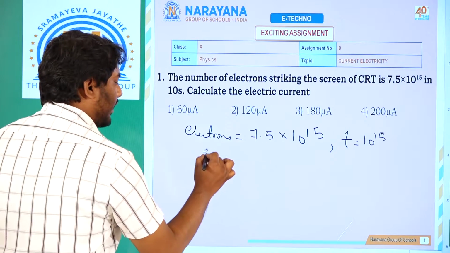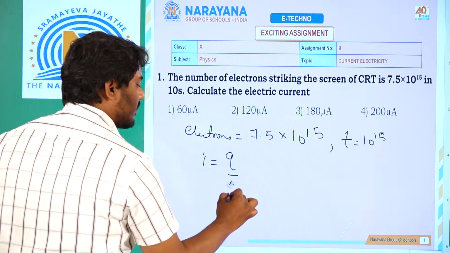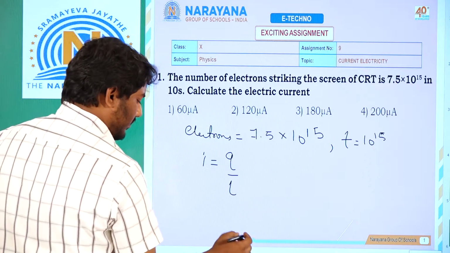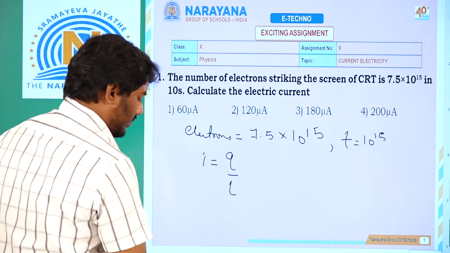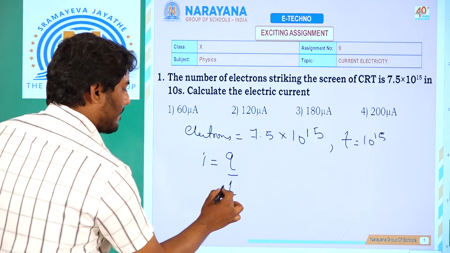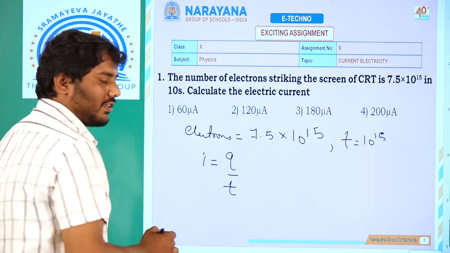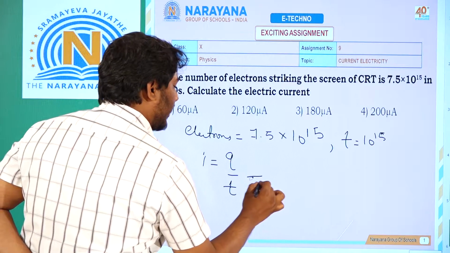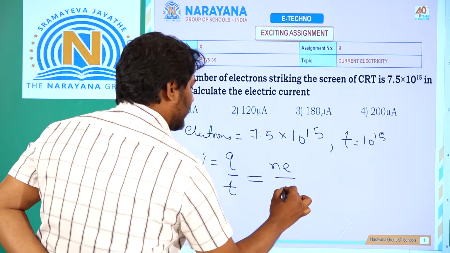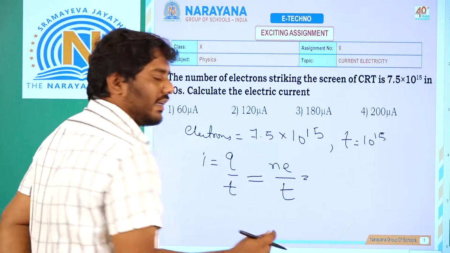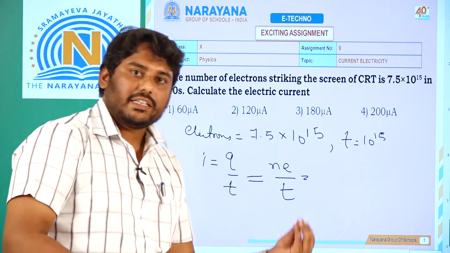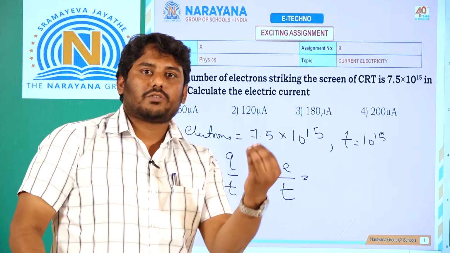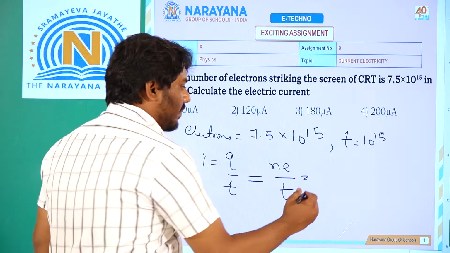We know the current I is Q upon T. From the quantization of charge, we know that Q equals N into E, where N is the number of electrons, E is the smallest charge available. What is the smallest charge available? 1.6 into 10 to the power of minus 19. Simply apply both of them.